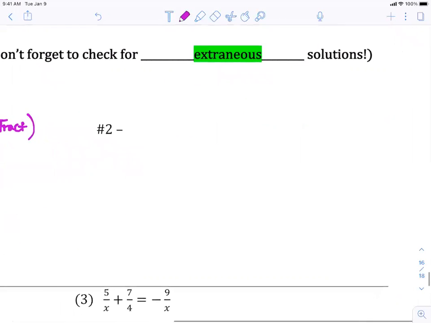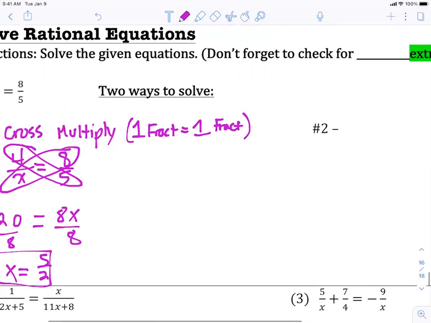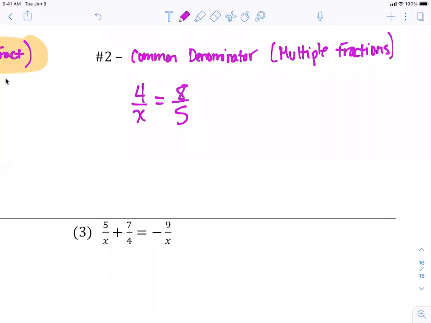Now, there is another way to simplify and solve rational equations, but we need another method because that method again only works when you have one fraction equal to one fraction. But what if you have multiple fractions on each side? So that's where this second method comes into play. This method is called just the common denominator method, which is nice because we actually just reviewed finding that common denominator earlier this week.